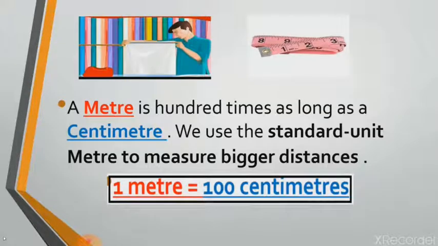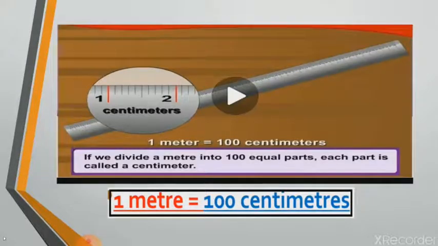Now we will know about meter. A meter is 100 times as long as a centimeter. We use the standard unit meter to measure bigger distance. If we divide a meter into 100 equal parts, each part is called a centimeter. 1 meter equals 100 centimeters.